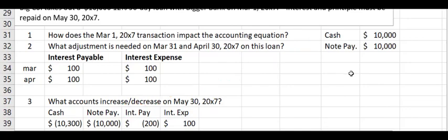So there's an example of how to do an adjustment for a loan.